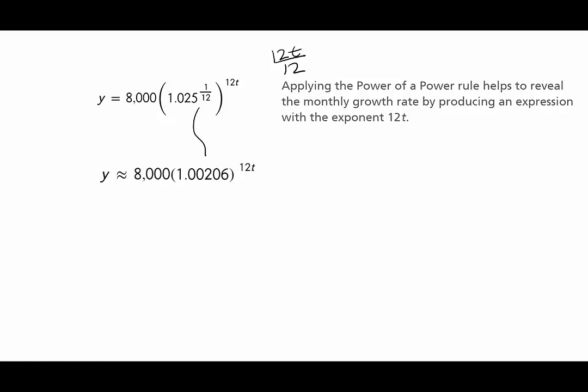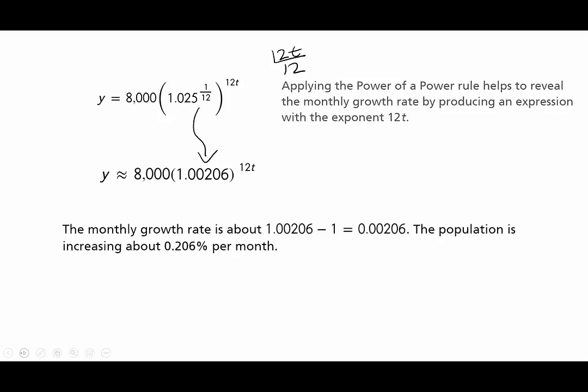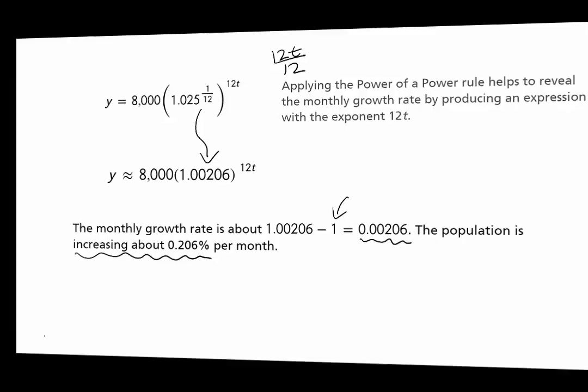If we simplify what's inside of the parentheses, we get approximately 1.00206. And since the question is asking us for that monthly rate, the 1 is built into the equation. So we actually subtract the 1 at the end to identify what the monthly rate is increasing by. So we're left with 0.206%. So we change that decimal back to a percentage to answer the question.